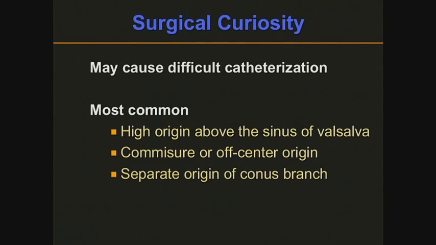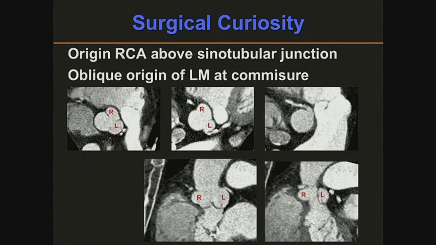And lastly, surgical curiosities, and some of these are variants that Dr. Agrawal showed you: high origin off the sinus of Valsalva or the commissure, or separate origin of the coronary sinus. Here's an example. Here's the right, left, and non-coronary sinus that we follow up. When we get above the level of the sinus, we can see this RCA coming off a little bit medially, coming off here. That is just a normal variant. Coming off the tubular part of the aorta, above the sinuses, is just a variant.